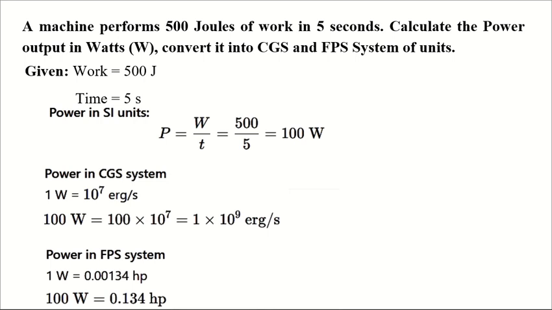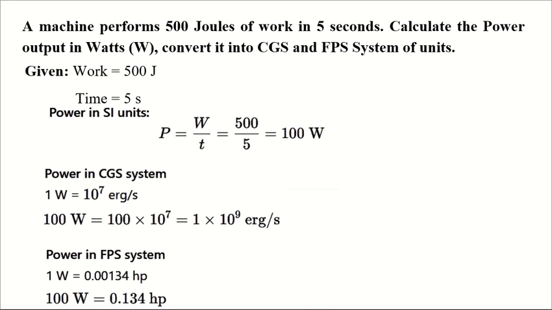A machine performs 500 joules of work in 5 seconds. Calculate the power output in that. Convert it into CGS and FPS system of unit. Given work is equal to 500 joule, time is equal to 5 seconds. So power P is equal to W by T, 500 divided by 5 is equal to 100 watt.